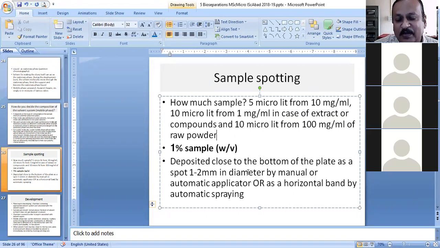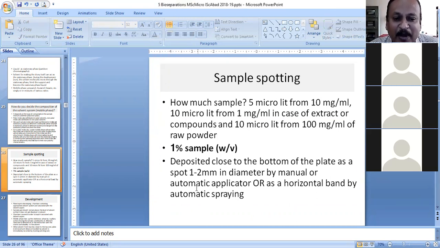Okay. And then the sample is actually deposited towards one end of the plate, or you can call it the bottom of the plate, in the form of a spot. The spot is about 1 millimeter, never 2 millimeter actually, although I have written 1 to 2 millimeter. It should be 1 millimeter or even less than 1 millimeter, because the bigger the spot, the worse the sample separation. Okay, the smaller the spot, the better separation you will achieve, right? Yes.